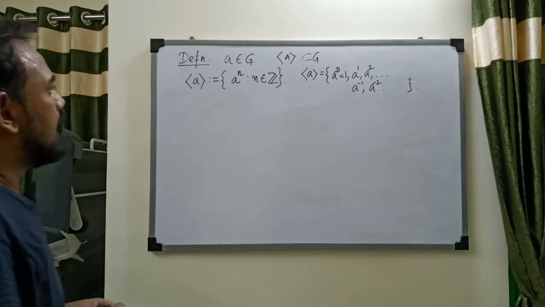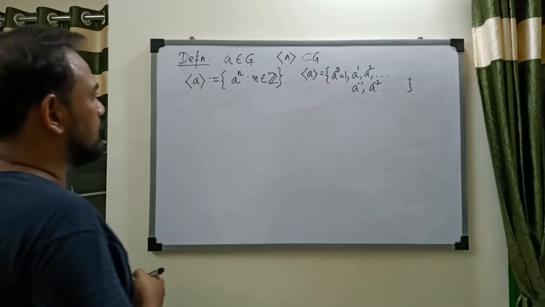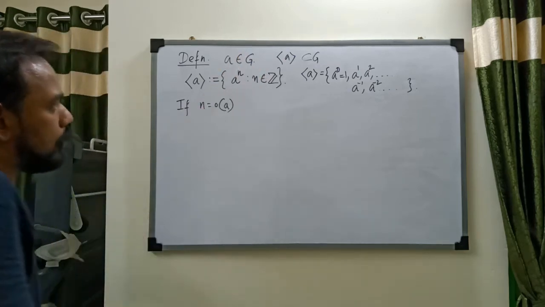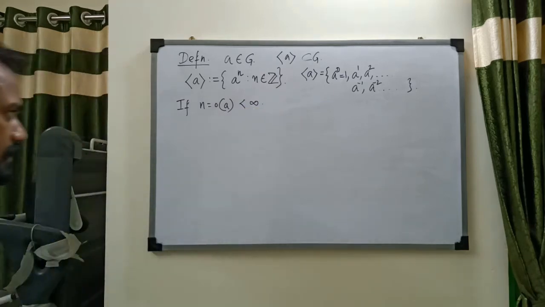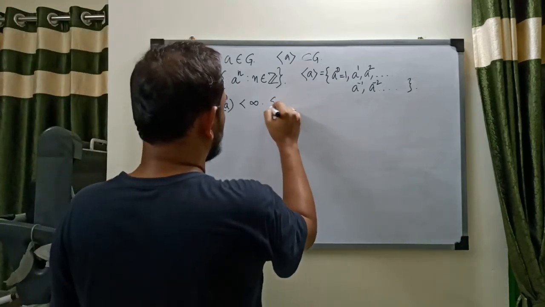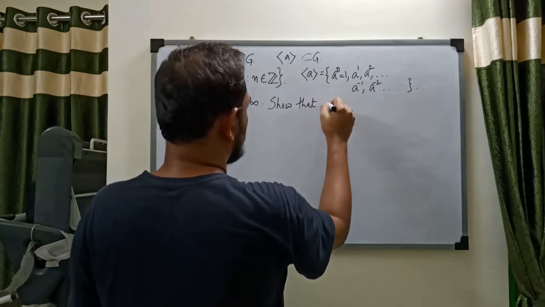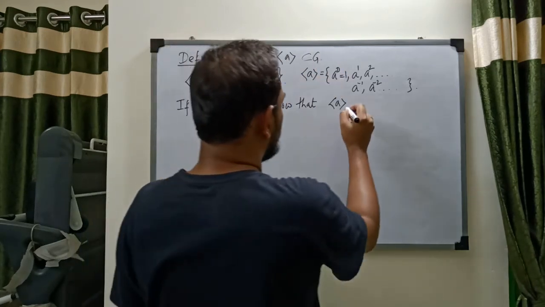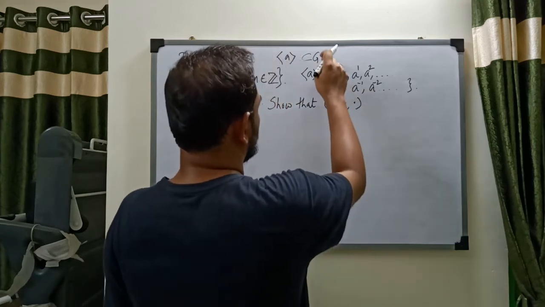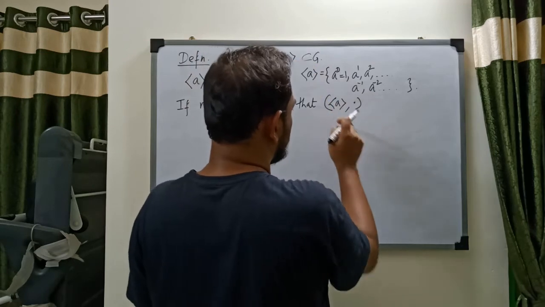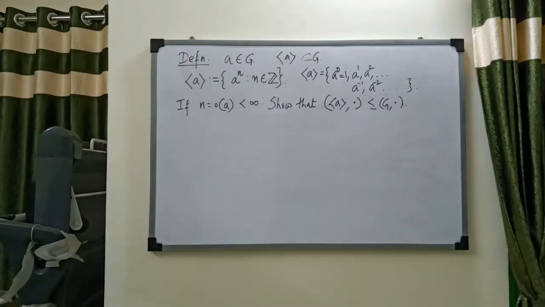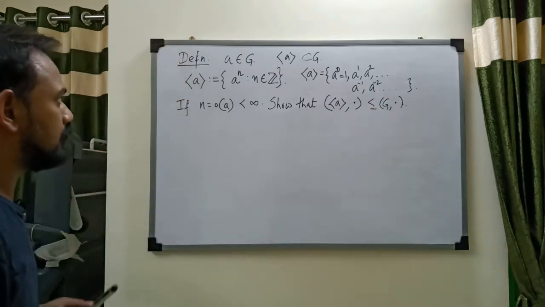Now what I'm going to show is that if the order of a is a finite number, in other words, it's not infinity, then this, which is defined as a subset, becomes a subgroup of G. So this, with the same binary operation as G, just restricted to this subset, will become a subgroup of G. This subgroup will be called the cyclic subgroup of G generated by the element a.